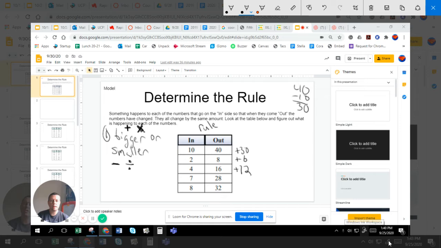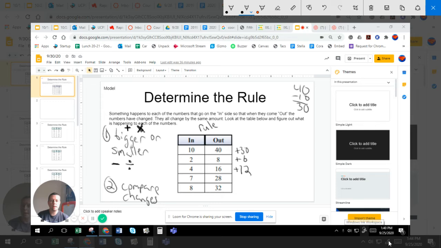Now, if this was just a simple addition rule, then it would be the same exact adding number every single time. Okay, so that's my next strategy. That's my next step. Once I know it's bigger or smaller, I look and I compare the changes. Okay, and what I mean by that is exactly what's happening. This changed, it went up 30. This changed, it went up 6. This changed, it got bigger by 12.